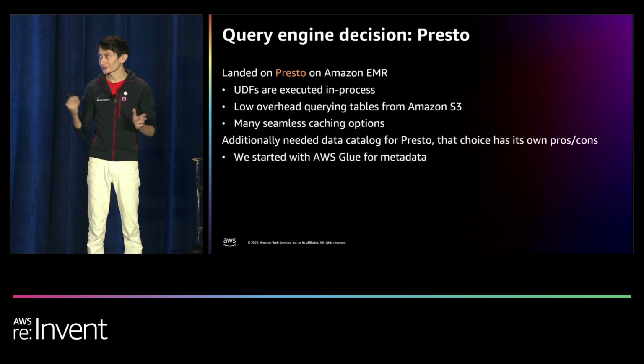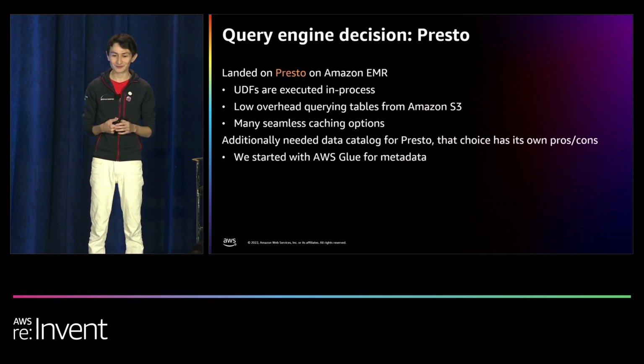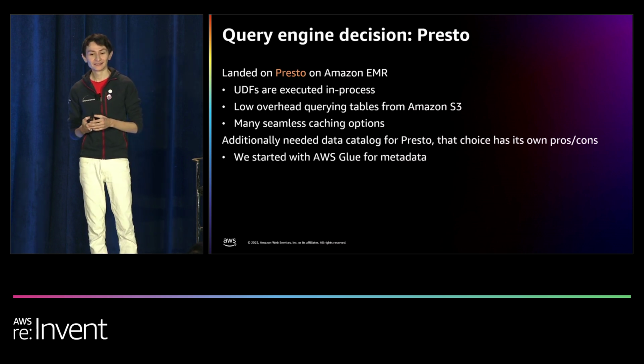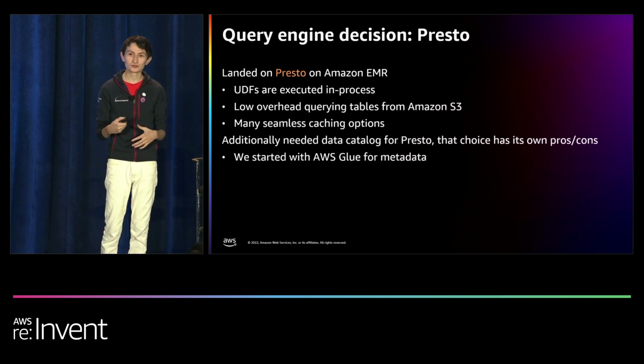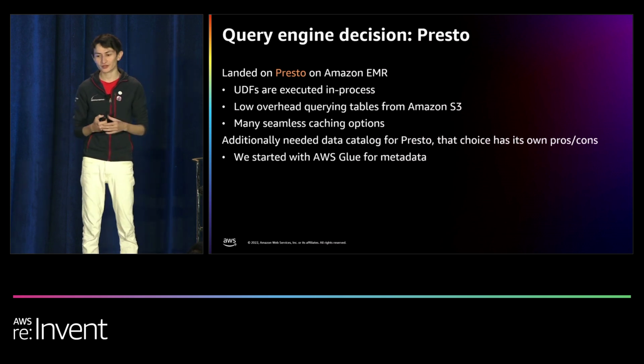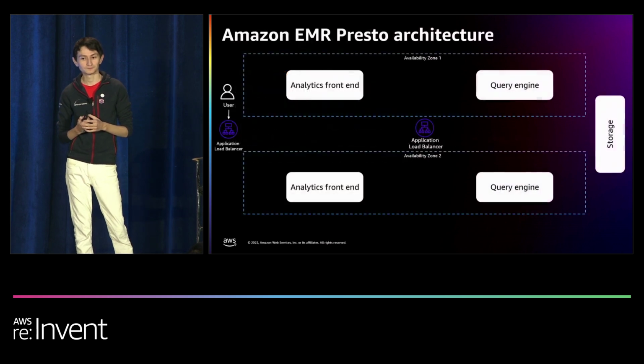And I guess we heard recently about the zero ETL for Redshift, but at the time that didn't exist. And a whole bunch of caching options. Presto is fairly mature. We also ended up needing a data catalog for Presto. We chose AWS Glue. There were a bunch of decisions in there that we won't need to get into here.